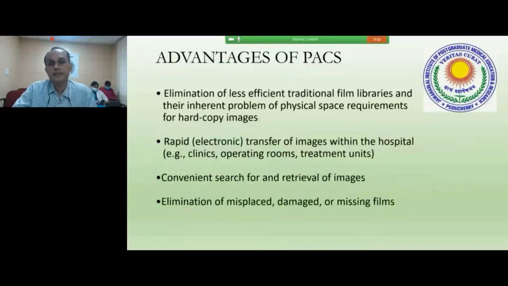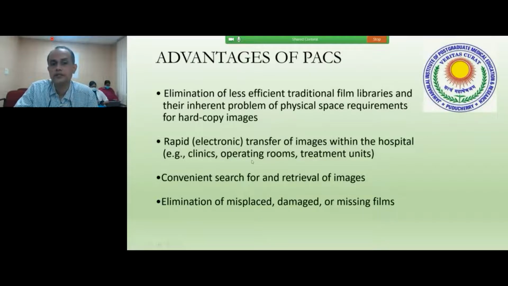Now, a PACS that is being established along these standards has many advantages. It eliminates the traditional film libraries and the inherent problem of physical space requirement for the hard copy images. It is particularly difficult to maintain films because they tend to get stuck to each other and to the covers for long term, and there is a lot of deterioration, and retrieval of the images is very difficult. So this is a specific advantage of PACS over traditional film libraries.